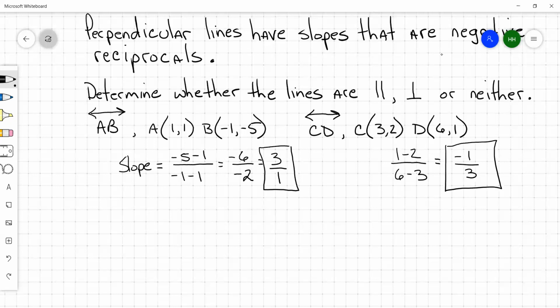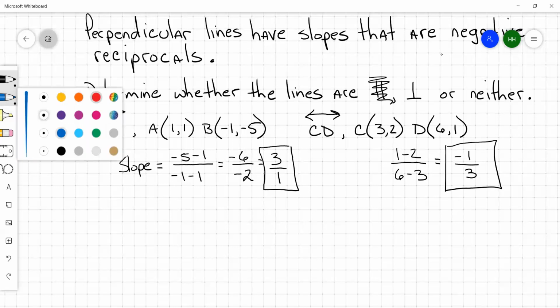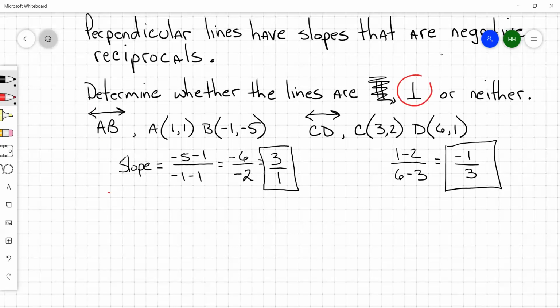Are they parallel, perpendicular, or neither? First of all, are the slopes the same? No. So they are not parallel. Are the slopes negative reciprocals of each other? Negative reciprocals, right? The fraction is flipped, and it has a different sign. So the negative reciprocal of 3 over 1 is negative 1/3. So what are the two lines? They're perpendicular, aren't they? Slopes are negative reciprocals of each other, and when the slopes are negative reciprocals, the lines are perpendicular. All right, you guys good with that?